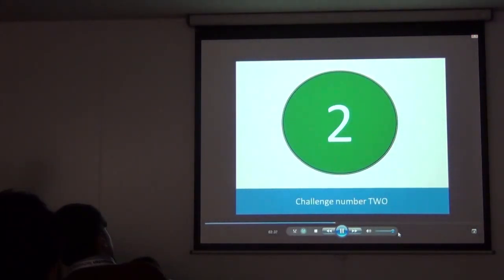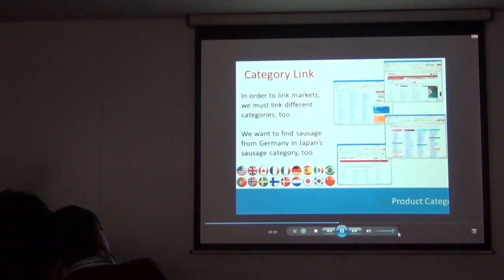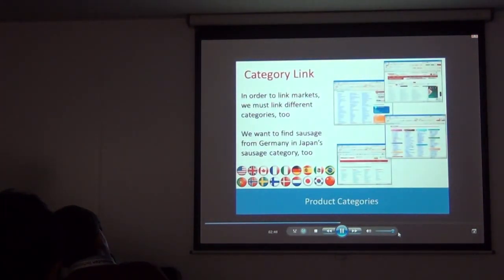Problem number 2 is about categories. We have many markets, and each market has its own category hierarchy. In order to link these markets, we must link their categories too. Of course, we want to find sausages from Germany in the sausage category in the Japanese marketplace.